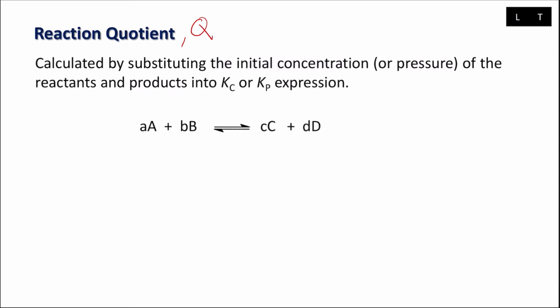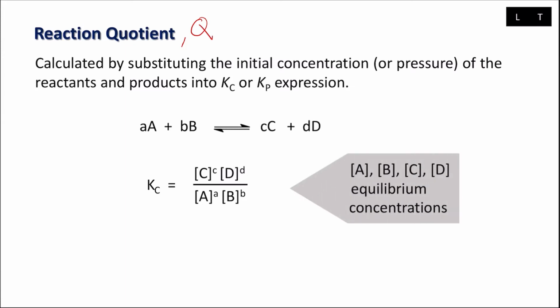For example, I have this expression between reactants A and B reversible with products C and D. When you write the Kc, this is your expression that you've learned by applying the law of mass action. And this is where the concentrations of A, B, C and D are at equilibrium. Next, how do you write the Qc? The expression of Qc is just the same as Kc.